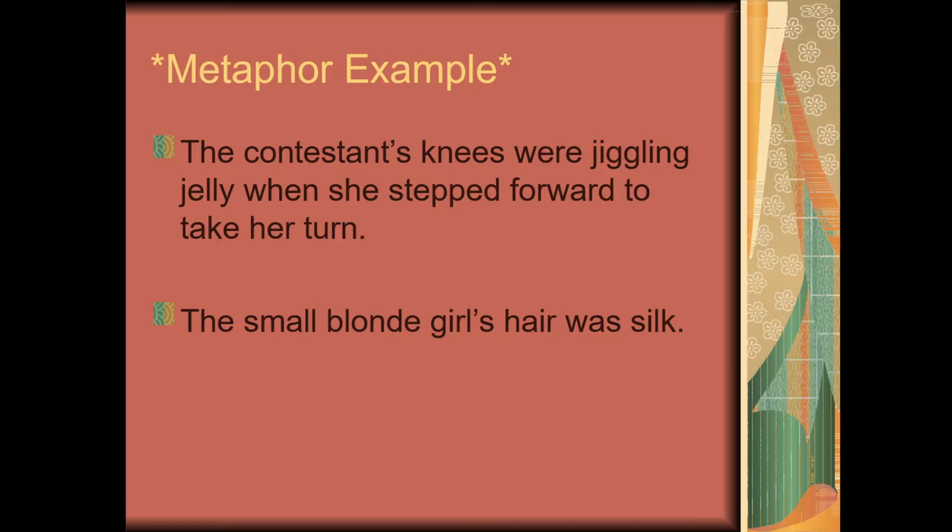Okay, so what are the metaphors here? In the first sentence we have jiggling jelly. The knees are not actually jelly. In the second sentence, the hair was compared to silk, and our hair is quite different from silk. So basically, that's it for metaphor. It's just comparing one thing to another thing, but those things are completely different from each other, right?